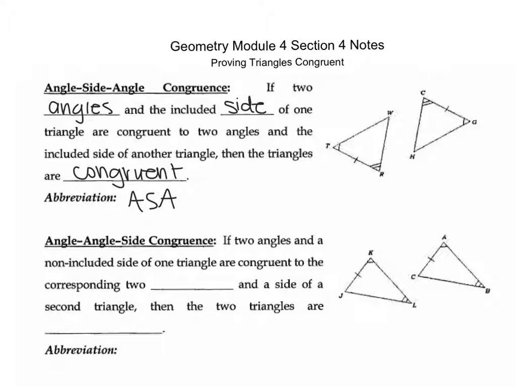side angle. So if I look at the two triangles off to the right here, we have angle T congruent to angle G, angle R congruent to angle C, and then the side between those two angles in each triangle, TR, is congruent to CG. So that would be angle-side-angle congruence.